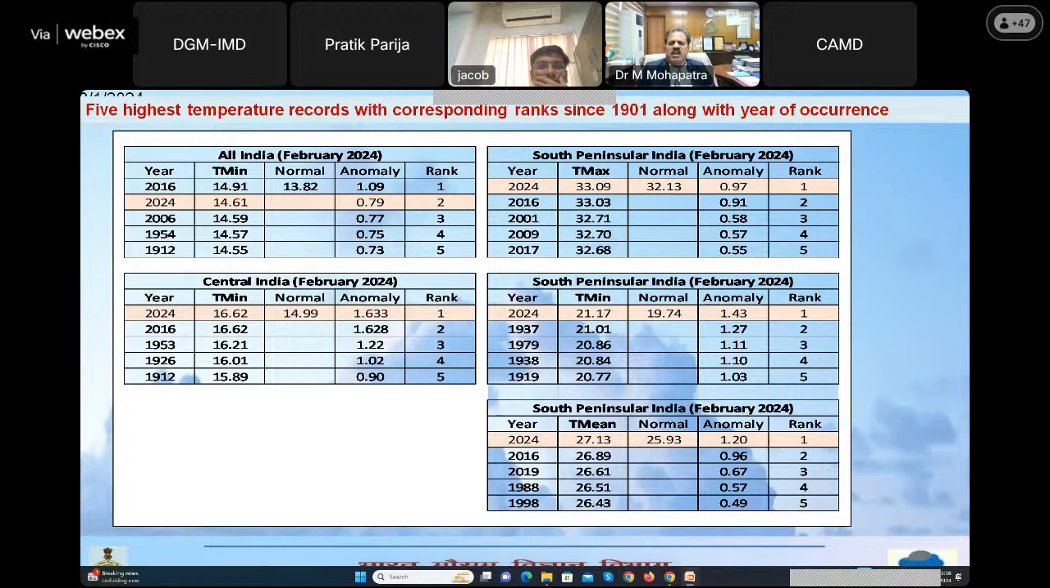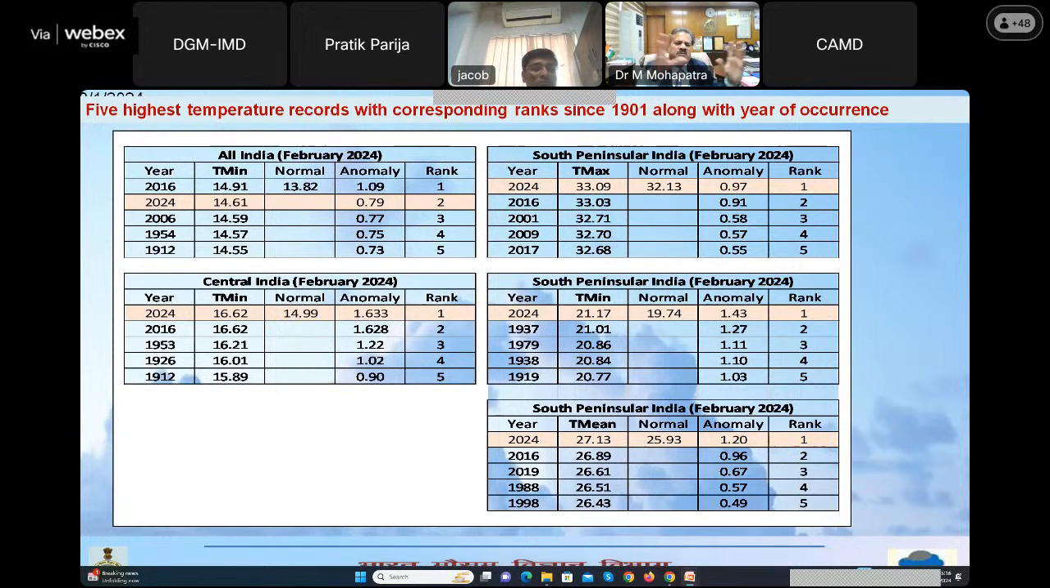Now, for maximum temperature, it was rank 1 over South Peninsular India; the temperature was 33.09, whereas normal is 32.13, and the anomaly was 0.97 degrees Celsius. South Peninsular India minimum temperature also ranked 1, with a temperature of 21.17, normal is 19.74. South Peninsular India mean temperature also was rank 1.